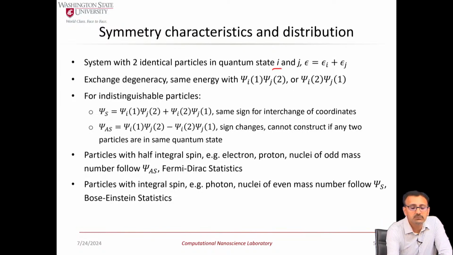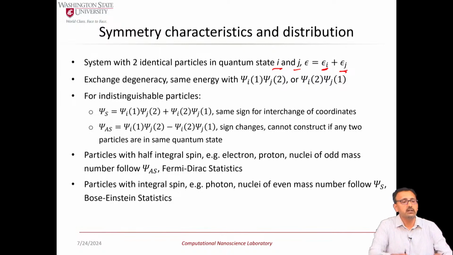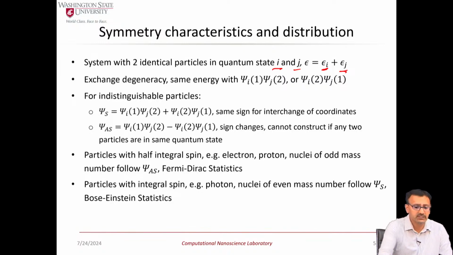We call those quantum states i and j, and both quantum states are associated with a certain energy value. So, let us say the energies for those quantum states are epsilon i and epsilon j. So, then if you distribute those two particles in those two quantum states, what is going to be their total energy? It is just the sum of these two energies, right.